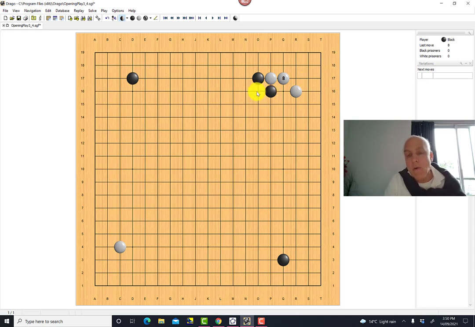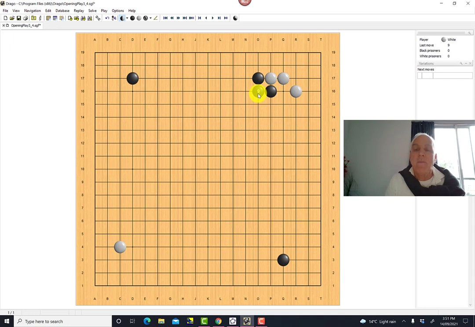And now black wants to connect. So here there's a cutting point. So if white plays here, then these two stones are separated. They are no longer part of the same clique. And that means that white could then have the potential of killing one of those. Okay, so black generally doesn't want to allow that. So black will connect. And this is the simplest and most direct way of connecting.